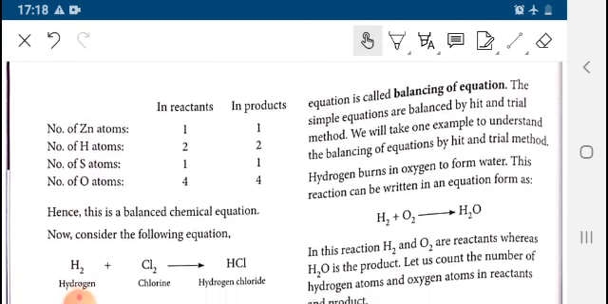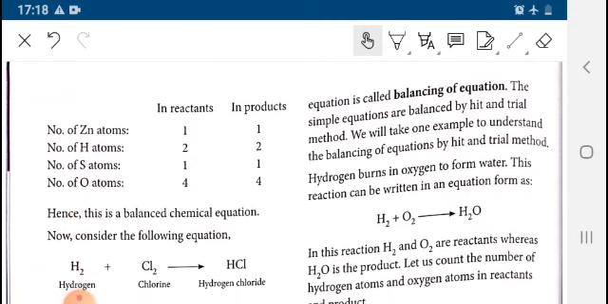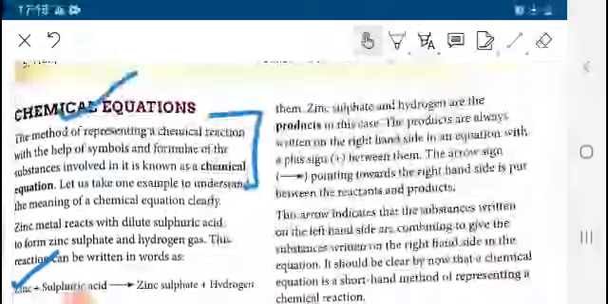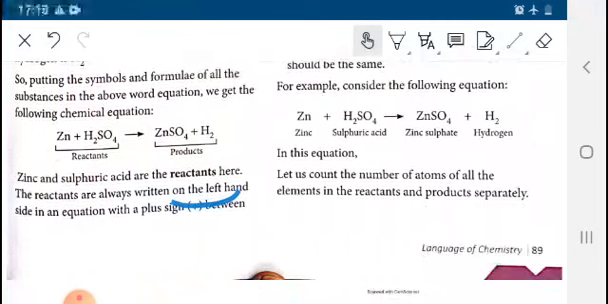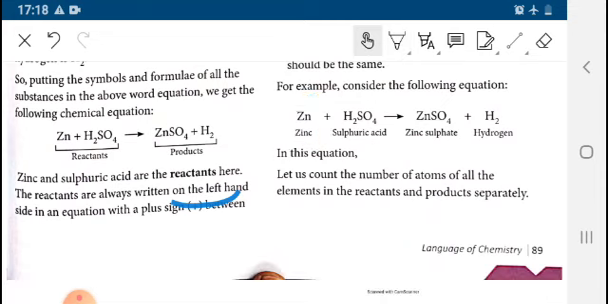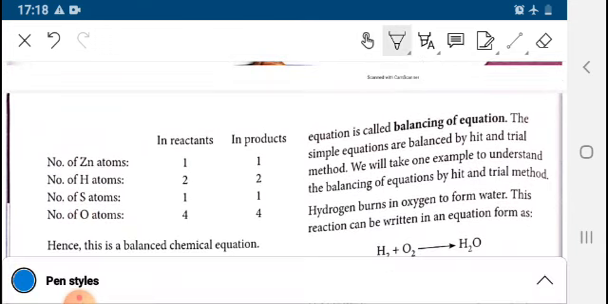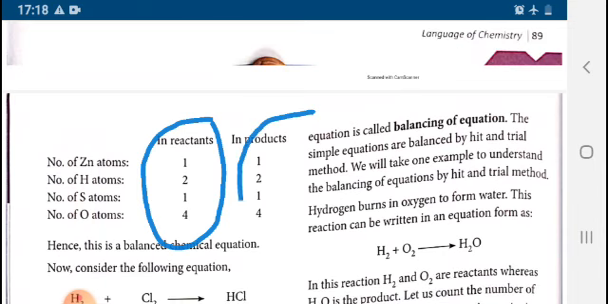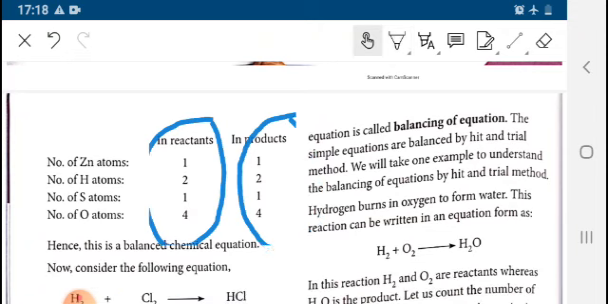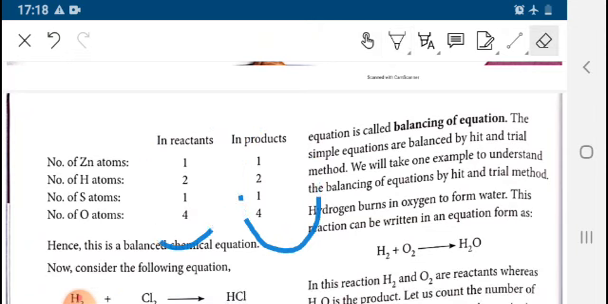Now, how to balance the reaction? To balance the reaction, we need to understand the characteristics of a chemical reaction also. You can see that here one Zn is present, 2 hydrogen, 1 sulfur, 4 oxygen on the left side, that is the reactant side. This is the reactant number of atoms, and this is the product number of atoms. Since the reaction is already balanced, we are not going to make any change in this.